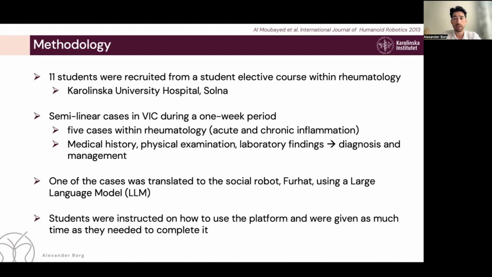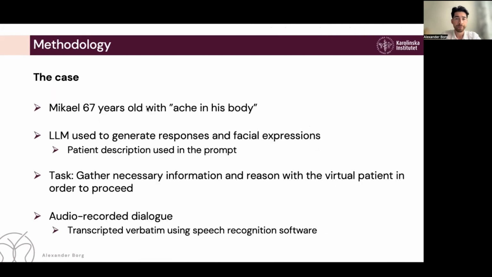One of the VP cases in VIC had also been translated to the social robotic platform, Furhat, which you just saw, using a large language model. Students were instructed on how to use the platform and were given as much time as they needed to complete it. And the case was that of a 67-year-old man, Michael, who had booked an appointment at a primary care unit because of ache in his body.